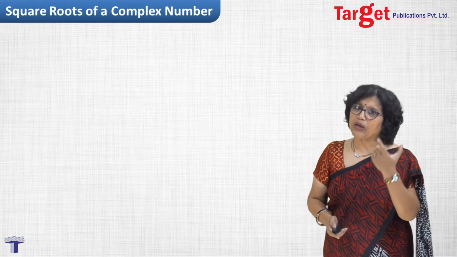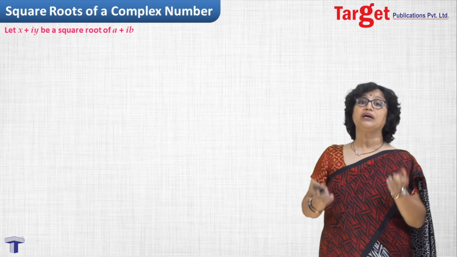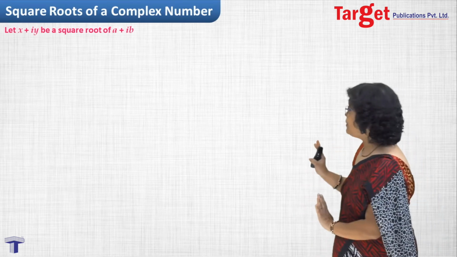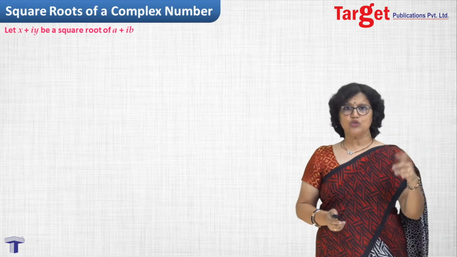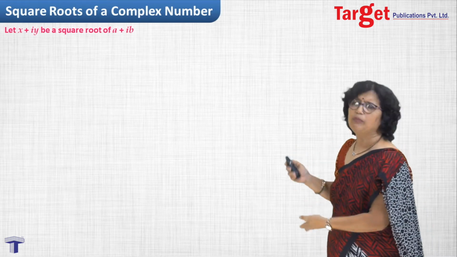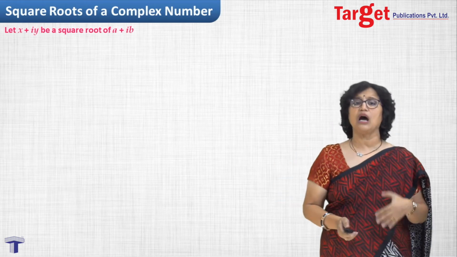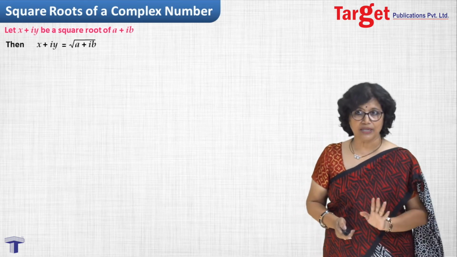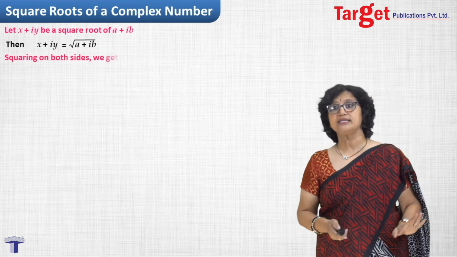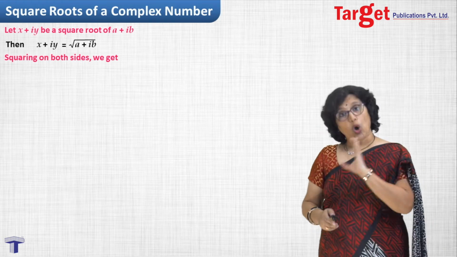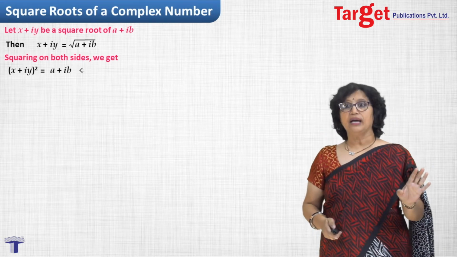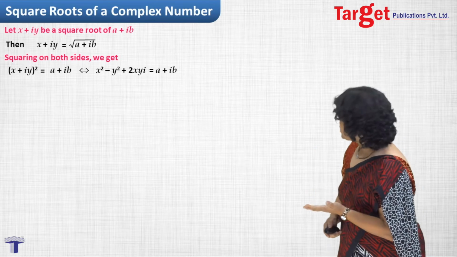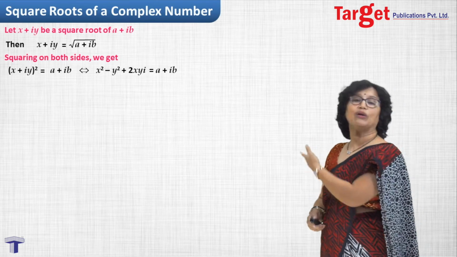Now if I have to find the square root of a complex number, say the complex number given to me is a plus ib, and I have to find its square root. So I start with, let x plus iy be the square root of a plus ib. Then how do I proceed from here? So obviously x plus iy is the square root of a plus ib. I am free to square on both sides, and on squaring and simplifying, I will get x square minus y square plus 2xyi equal to a plus ib.